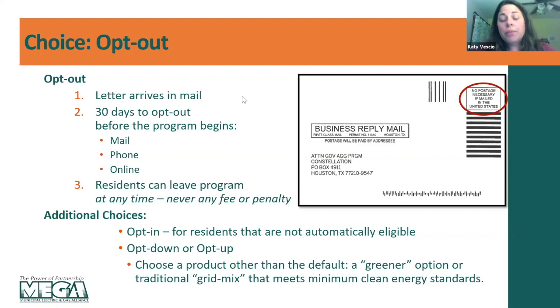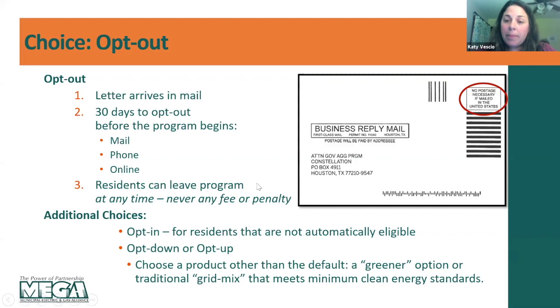Conversely, let's say you're in a city and they offer you a default option of a traditional grid mix, which is the minimum clean energy standard that all electricity we purchase from utilities has to meet, but you really want to support renewable electricity, okay?